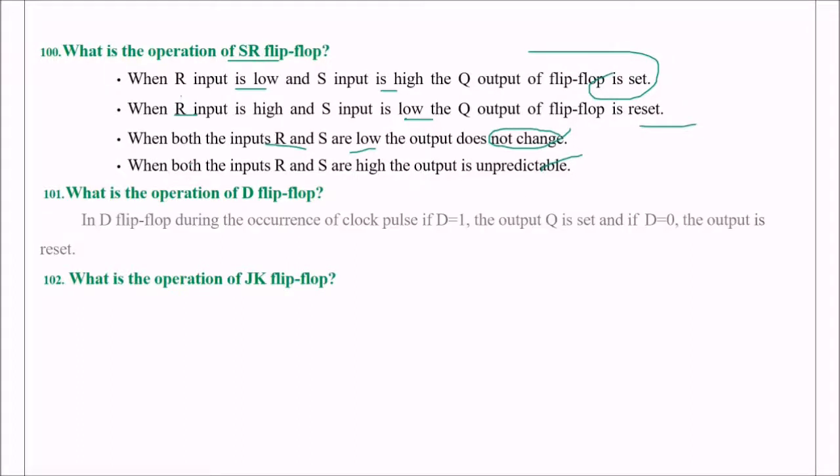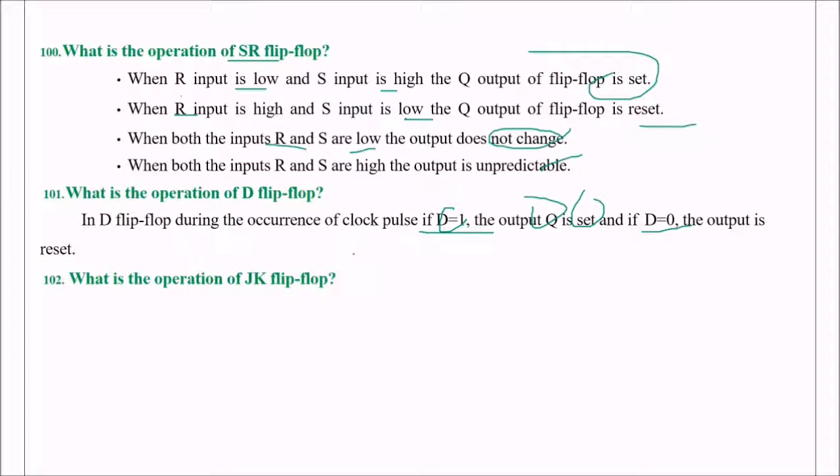What is the operation of D flip-flop now? This D flip-flop, during the occurrence of the clock pulse. So you have a clock pulse in D flip-flop. The output Q is set. If this D is 1, then output is set. If D is 0, output is reset. So you have a clock pulse.